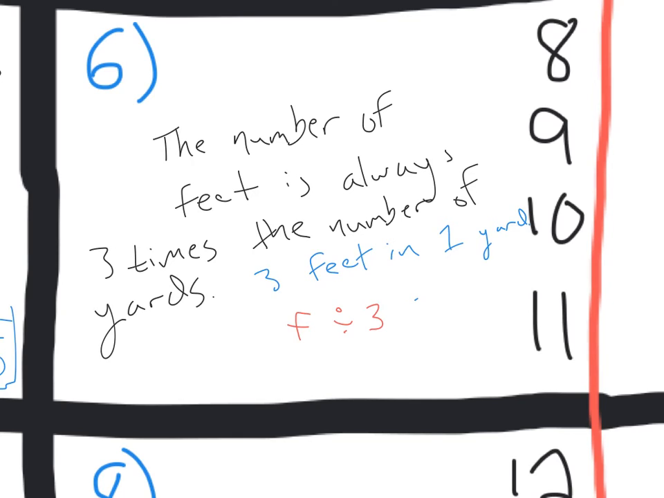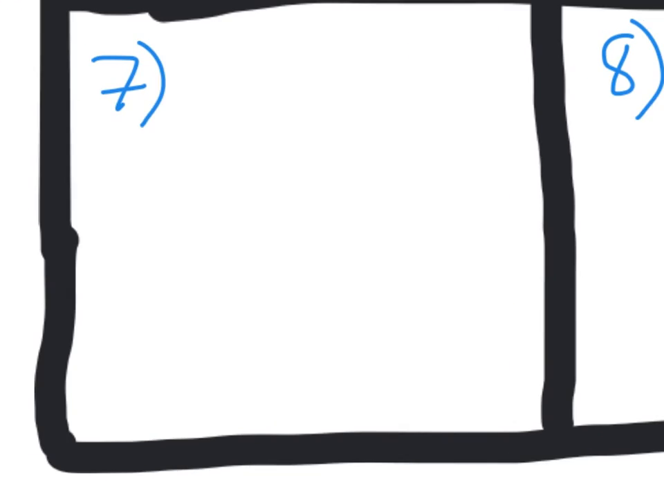Okay, so now we can move on to letter C from this problem. And it asks us to find the number of yards in 63 feet. So here we would just actually plug in 63 for the number of feet, divide that by 3, and that would tell us that there are 21 yards in 63 feet. Pretty simple. Okay, moving on to number 7.